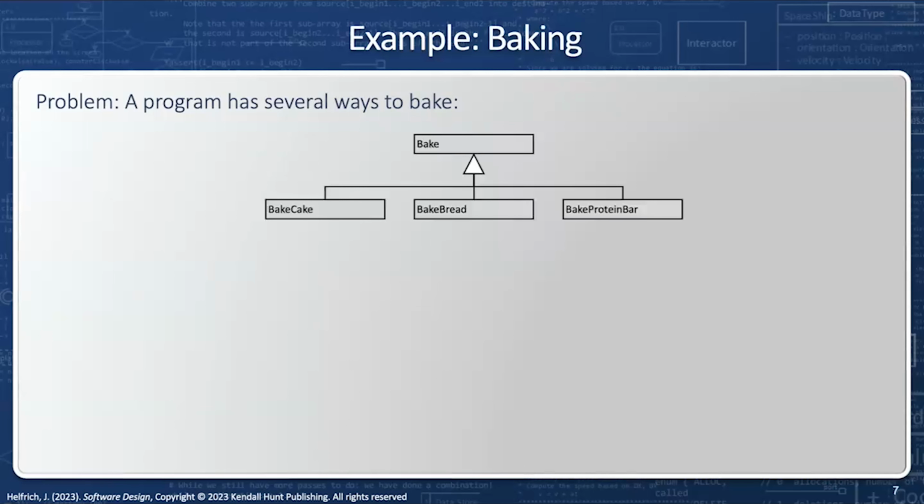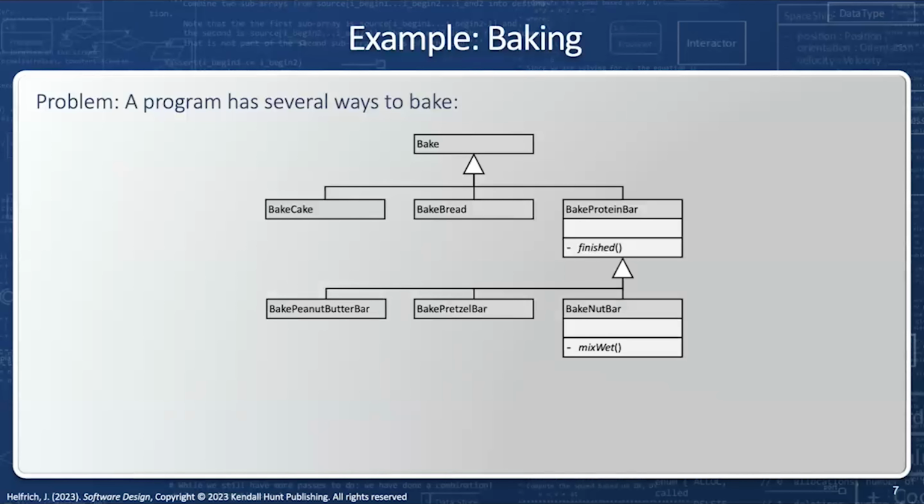Now let's just focus on the protein bar. The protein bar defines finished, but does not define the other two. In other words, this is still an abstract class. And how many different kinds of protein bars can I have? Well, I can have a peanut butter bar, a pretzel bar, and a nut bar. But the nut bar only defines mixWet. Okay, so in other words, it's also not finished. The mixDry is not done yet. So this is also an abstract class.